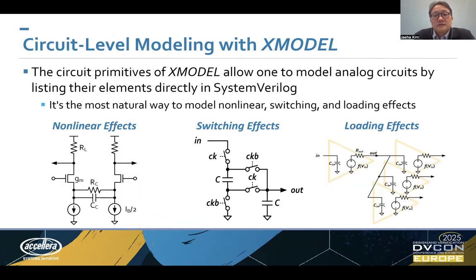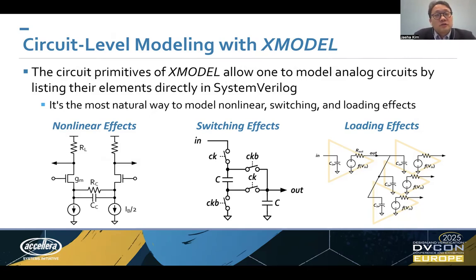Let me tell you more about this circuit level modeling. Using these circuit primitives of X model, you can model an analog circuit simply by listing their elements directly in SystemVerilog. This is almost like just writing a netlist. It's a SPICE netlist, just that it's in the SystemVerilog syntax. And compared to using some real number model features, such as the user-defined resolution function, or maybe EENet, which is kind of an indirect way of describing these analog circuit behaviors.